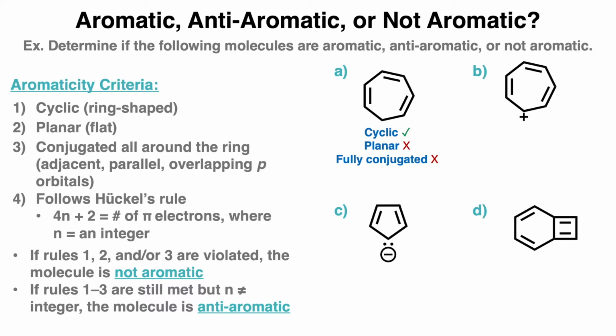Also, this molecule is not fully conjugated. Remember that a conjugated molecule has to have at least 3 consecutive p orbitals in a row, which for the most part means an alternation between single bonds and double bonds all around the ring. Since there's a break in conjugation due to one sp3 hybridized carbon atom, rule number 3 has also been broken. As soon as you see any of rules 1 through 3 broken, that means the molecule is not aromatic. Now let's take a look at example B.